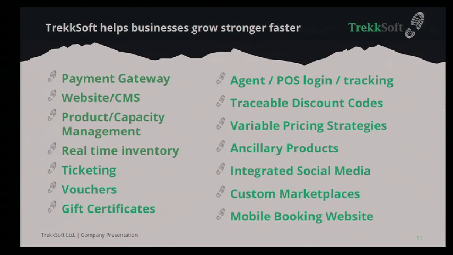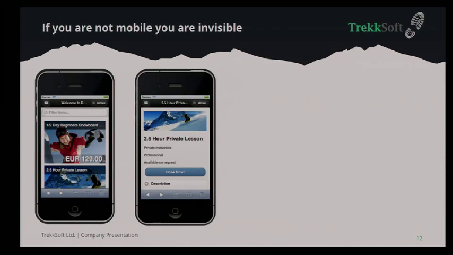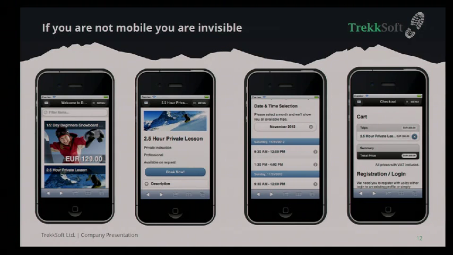I can't explain all the features of TrekkSoft in 8 minutes, but to summarize, it's simple enough to use that a one-man owner-operator can be up and going online very quickly, and offers enough powerful features that an international tour operator carrying 20,000 passengers a year can use it to run their business. Offline, online, ticketing, real-time inventory, vouchers, gift certificates, agent, POS login, tracking, traceable discount codes, upselling of ancillary products, variable pricing strategies, custom marketplaces, and most importantly, in the emerging markets today, a mobile platform.